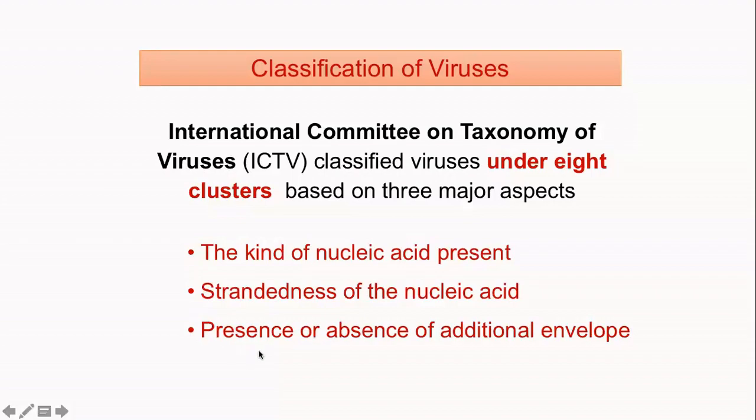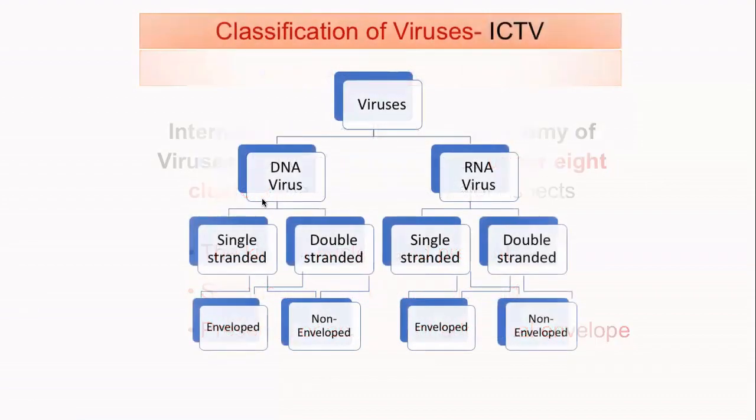And the third criterion they use to classify viruses is presence or absence of an additional envelope. So normally a virus has got a protein cover, inside which you can see the genetic material. So in some viruses, apart from the protein covering, they also have an additional envelope. So ICTV, or the International Committee on Taxonomy of Viruses, uses these 3 criteria to classify the viruses into 8 clusters. Let's check them out.